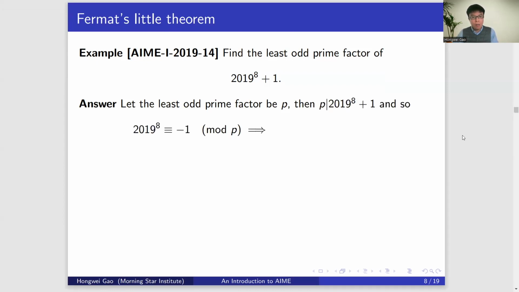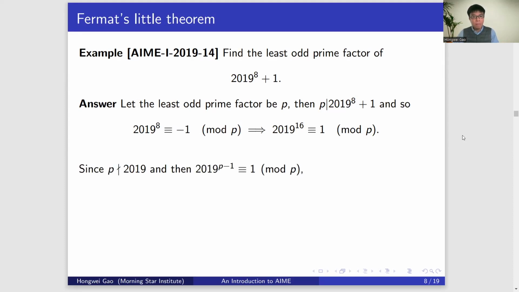That means the following: 2019 to the exponent 8 is congruent to minus 1 mod p. And we can square both sides to turn minus 1 to 1. That is, 2019 to the exponent 16 is congruent to 1 mod p. This expression looks kind of similar to Fermat's theorem. Now we can check the requirements.